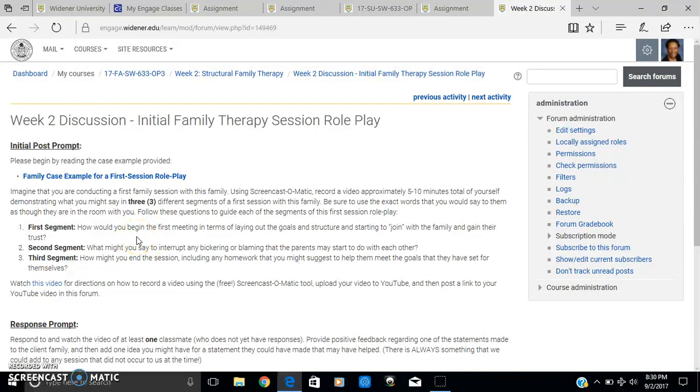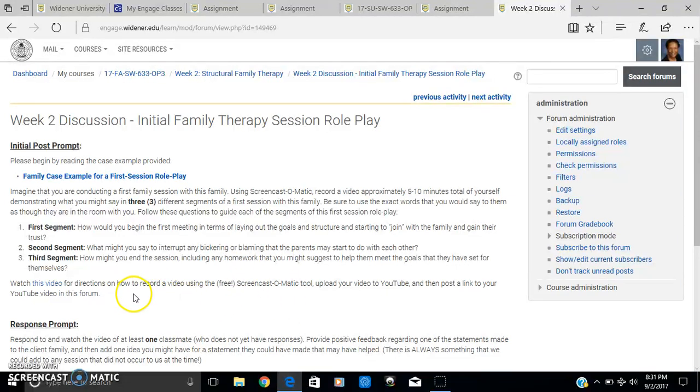So the first segment, how would you begin the first meeting in terms of laying out the goals and structure and starting to join with the family and gain their trust? Joining is a concept in structural family therapy. The second segment, what might you say to interrupt any bickering or blaming that the parents may start to do with each other? And then third, how might you end the session, including any homework that you might suggest to help members of this family meet the goals?